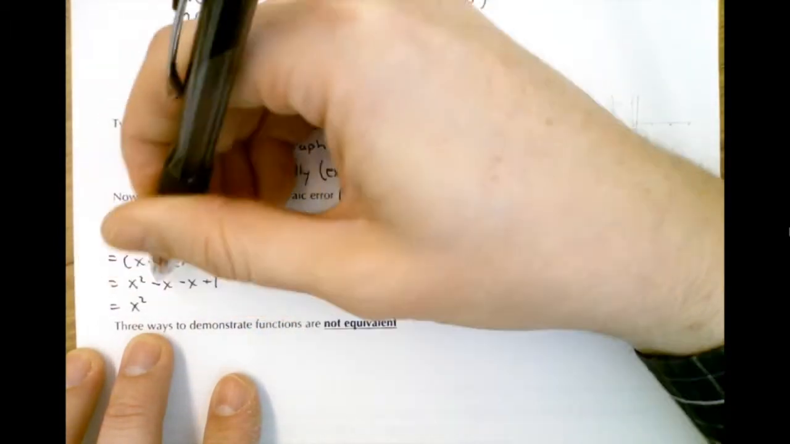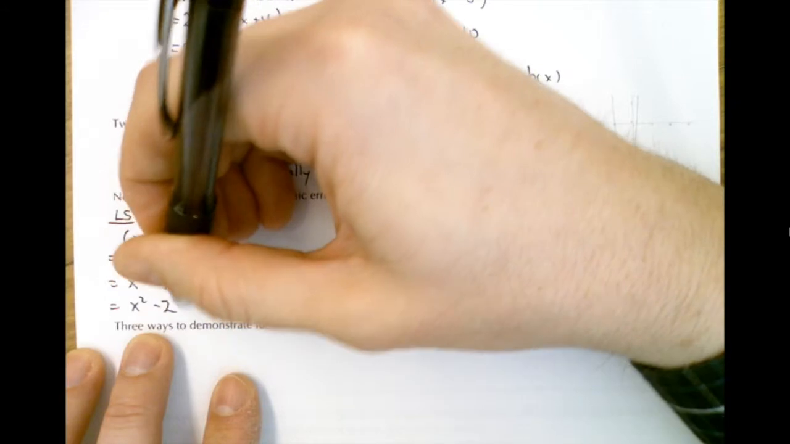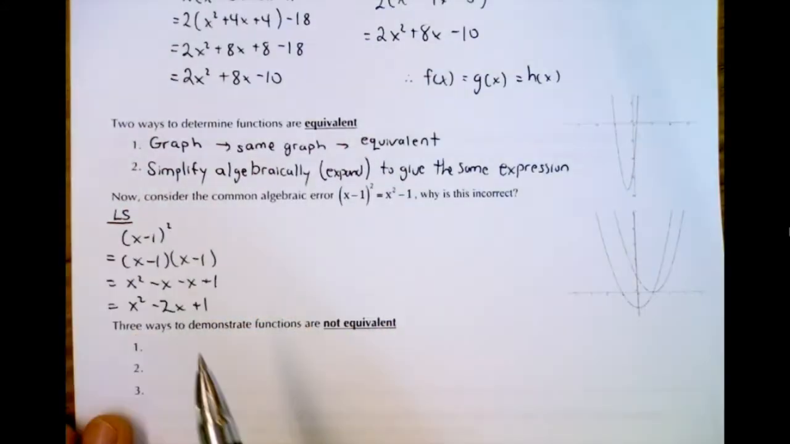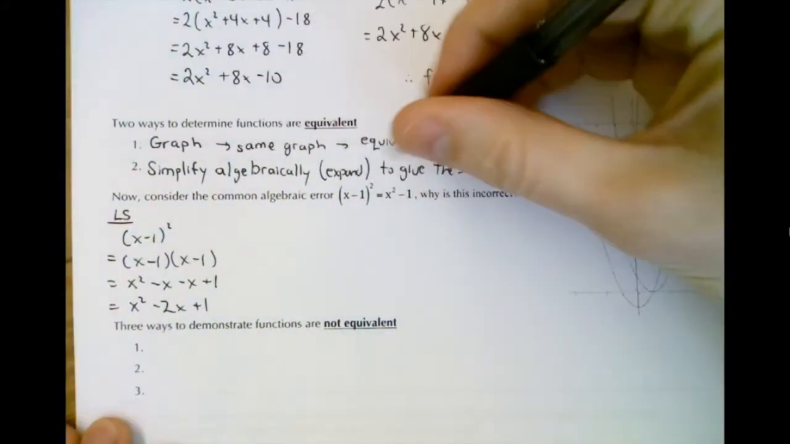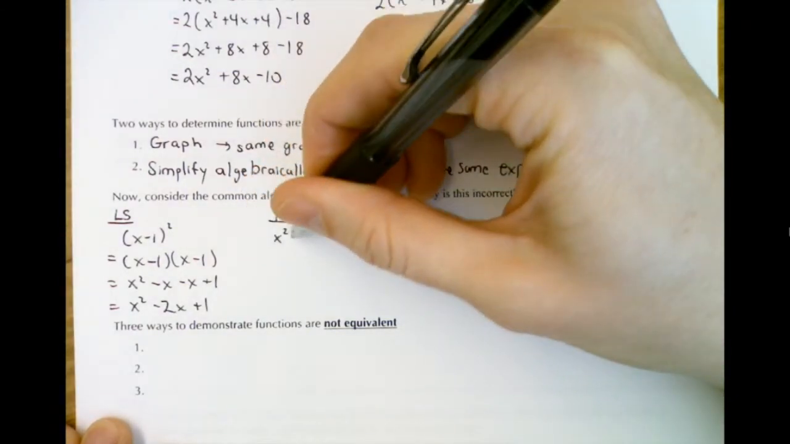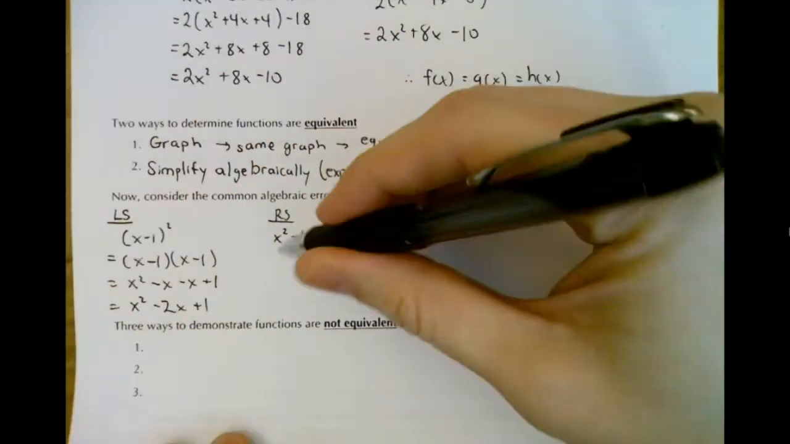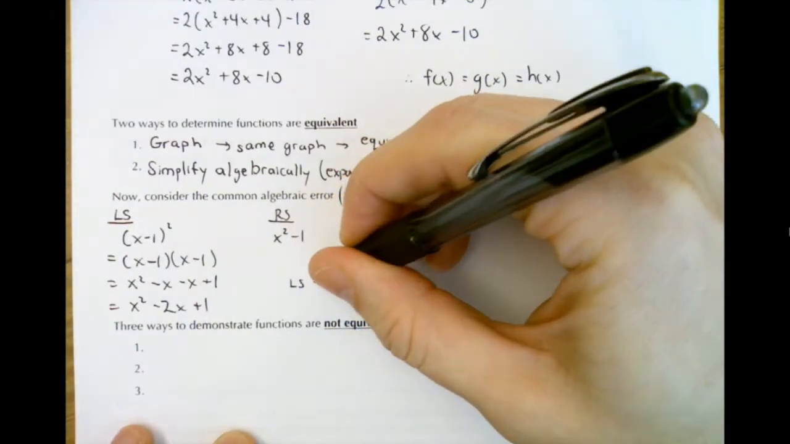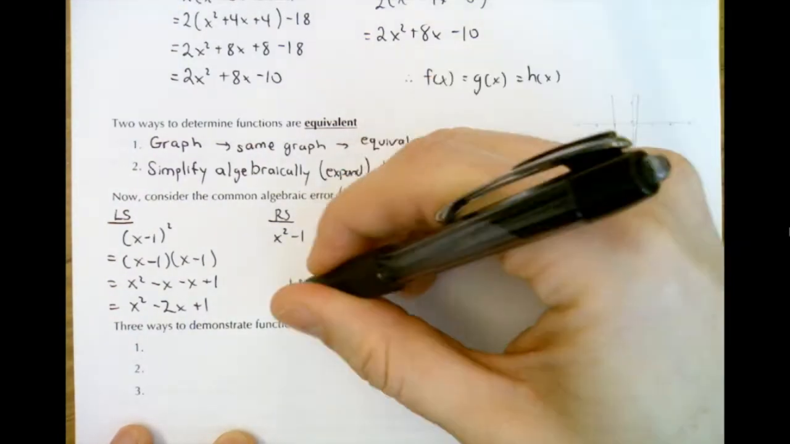And if we collect our like terms, negative x and negative x makes negative 2x. This expression is not the same as the right side. The right side was x² − 1. They aren't the same. The left side does not equal the right side. Therefore, they're not equivalent.